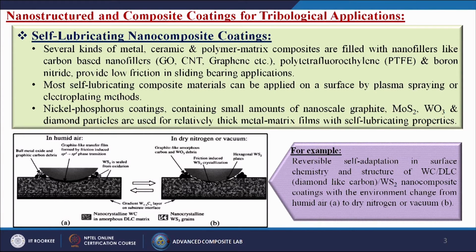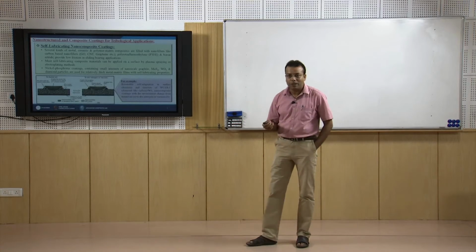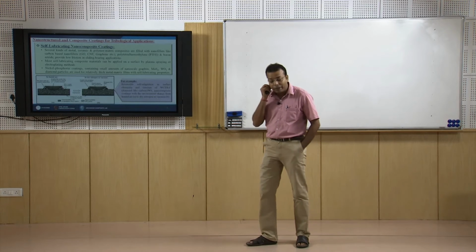Nickel phosphorus coatings containing small amounts of nanoscale graphite, molybdenum sulfide, tungsten oxide and diamond particles are used for relatively thick metal matrices with self lubricating properties. These are all materials that we can mix with some matrix so it can act as a self lubricating material. Here we give one small example based on some literature survey.